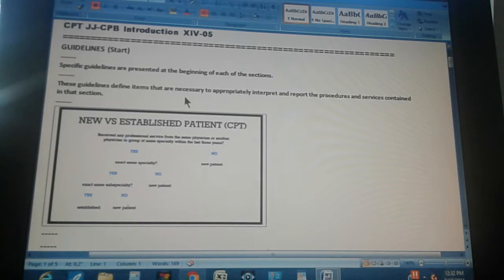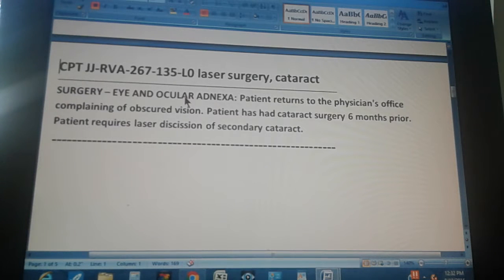This is an example of a guideline for the E&M, or evaluation and management section, which means determining whether it is a new patient or an established patient, okay? So that's our theory for today. Now let's do a problem. Ready, set, go.